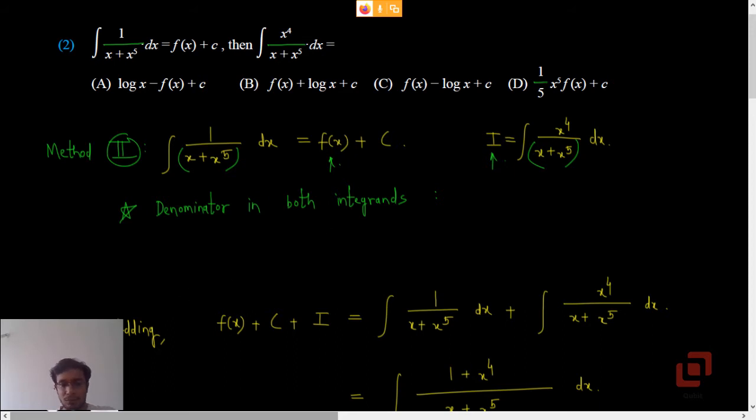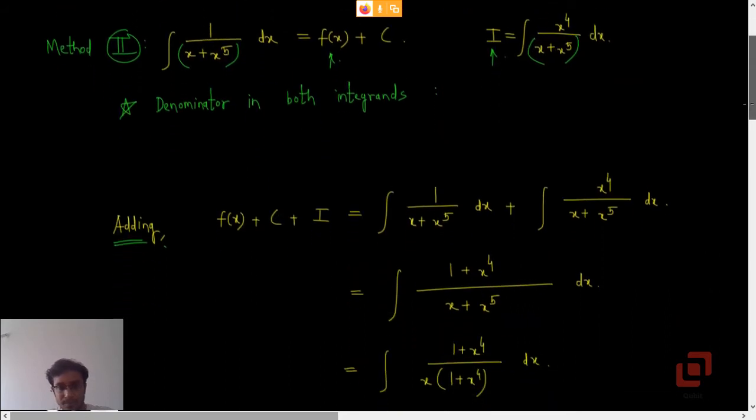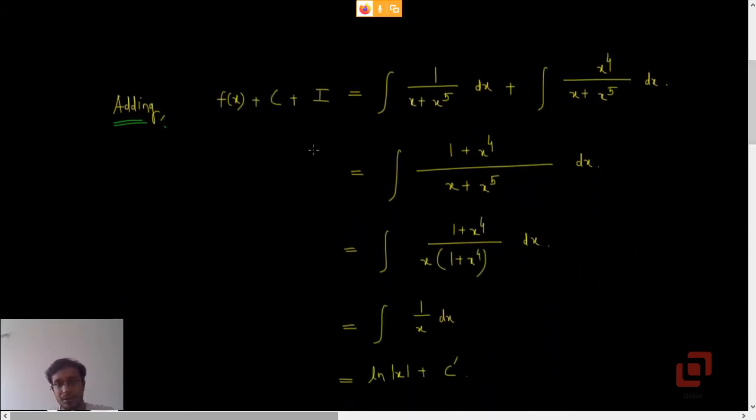So now we are going to add both these integrals. Now observe carefully. f of x is the unknown function. In the first method we actually computed this, but now we will see that it is not necessary to actually mark the correct option. So f of x plus c plus I, this is the integral that we want, equal to the first one, integral 1 upon x plus x raised to 5 dx, and the second one, integral x raised to 4 upon x plus x raised to 5 dx.